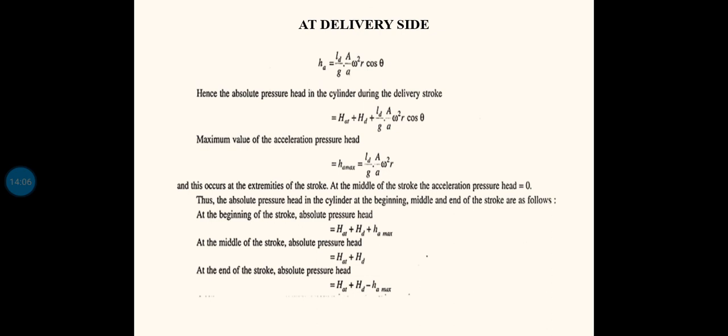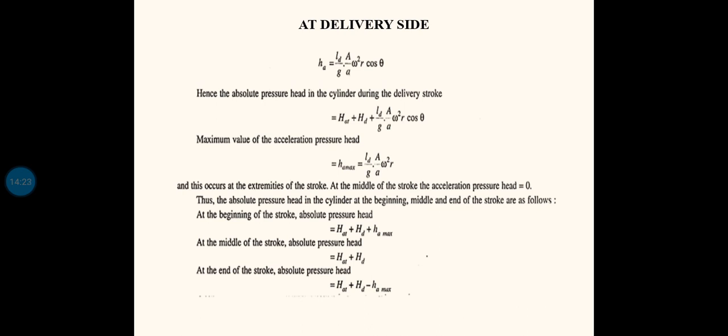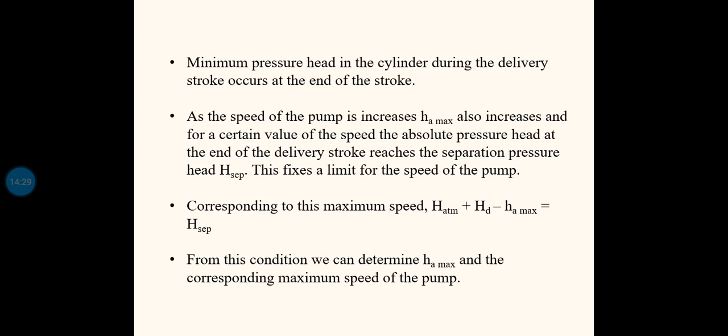Now at the beginning of the stroke, absolute pressure is H atmospheric plus HD plus HAD max. At the middle, it is H atmospheric plus HD, and at the end of the stroke, the absolute pressure is H atmospheric plus HD minus HAD max. So from this equation itself, it is clear that the minimum pressure head during the delivery stroke is at the end of the delivery stroke. If suppression is taking place at the end of the delivery stroke, the equation is HATM plus HD minus HAD max equal to H suppression. That is the general condition if suppression is taking place. From this equation, we can find out the maximum speed at which the pump can run.